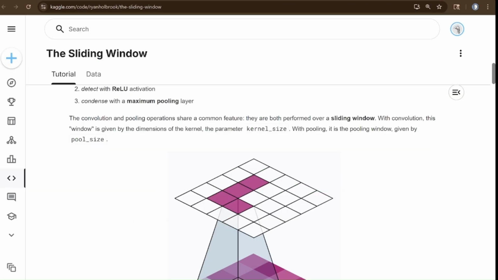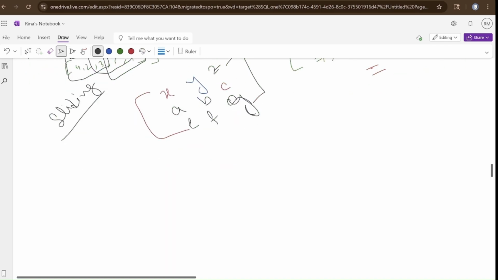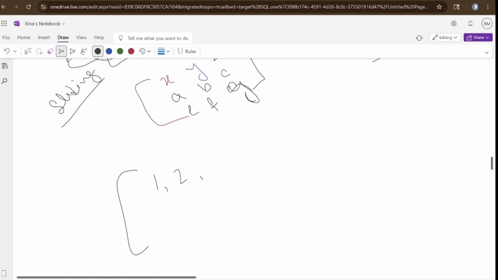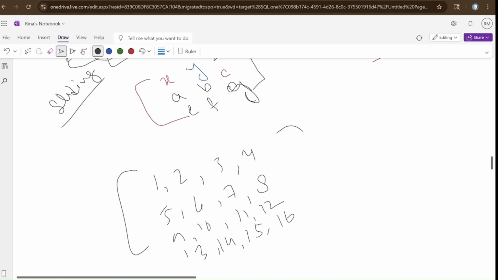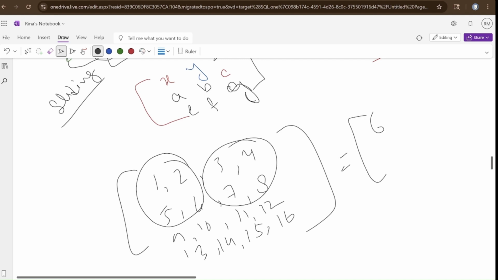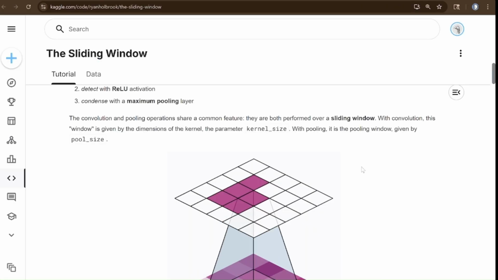Now let's see what they are saying. The convolution and pooling share a common feature. They are both performed over a sliding window. For pooling also, if you remember what we did, let's say 1 2 3 4 5 6 7 8 9 10 11 12 13 14 15 16. Here also for max pooling we are taking the max value 6. Next 7. So here also we are sliding the window. Next this one, next this one. Okay, so that's what they have said. For both of them we are using the concept sliding window.